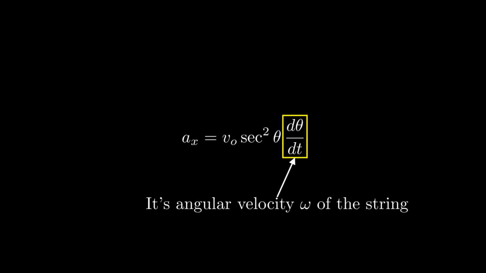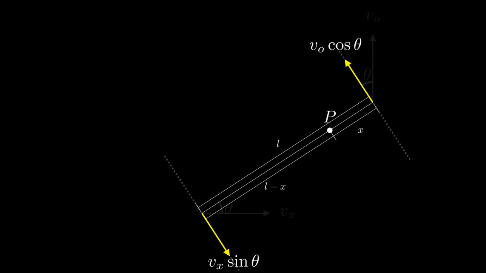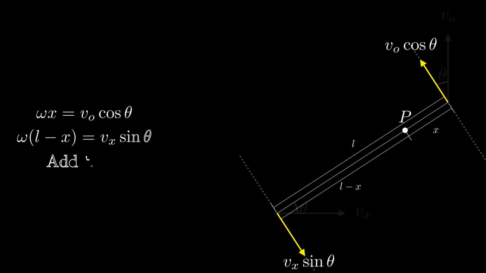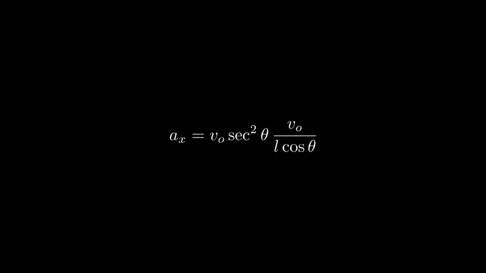So in order to analyze, we can assume it to be rotating about a point for a split second, suppose P. And as v equals omega times r is valid in this case, we can apply it on the ends of the string and get omega from these two equations. Now plug it in our ax, and thus we finally have an equation for ax.